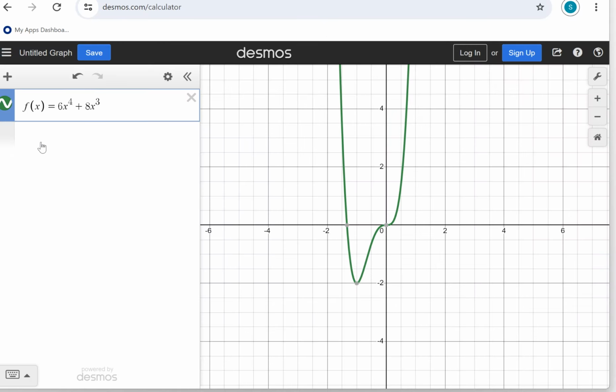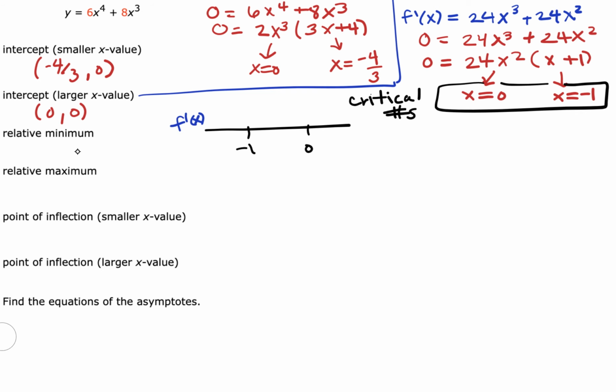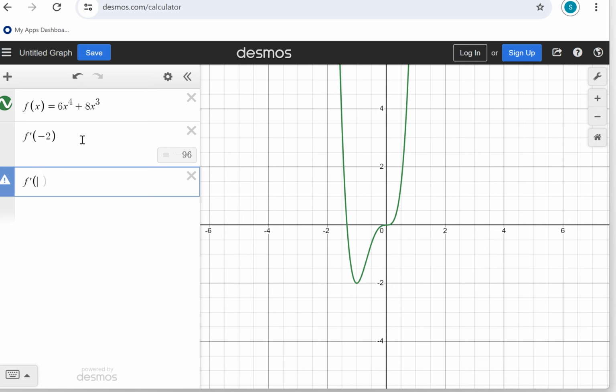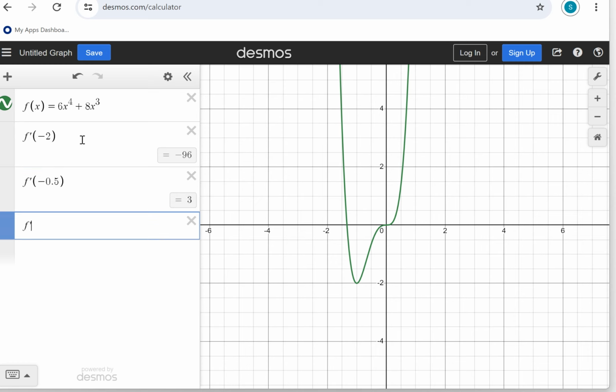So up here, we could graph that function, or we could put it into our line here and start plugging in values into the f. But I can actually just say f prime of certain values, right? So we want to test a value before -1. So let's test the value of -2. We want to test a value between -1 and 0. So let's test a value of -0.5. We want to test a value that is after 0. So let's test 1. And again, we don't care about the actual number here. We care about the sign. Is it negative or positive?